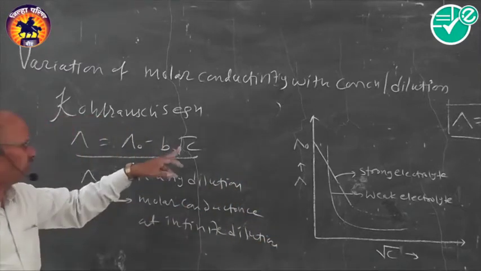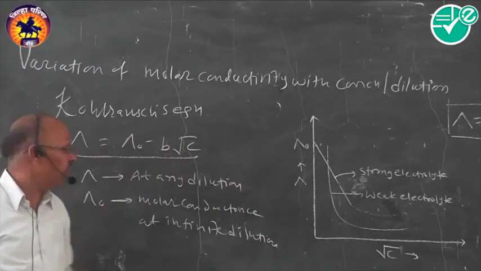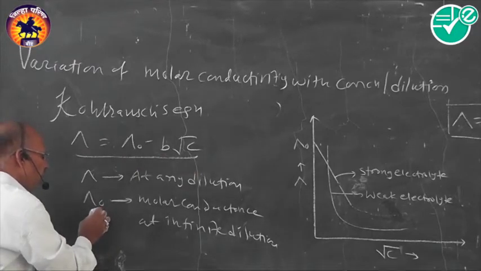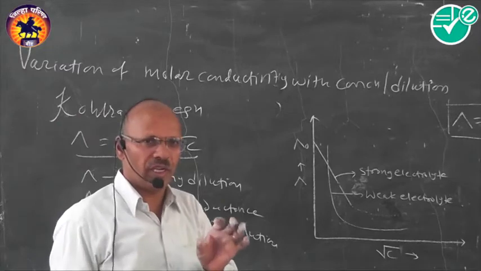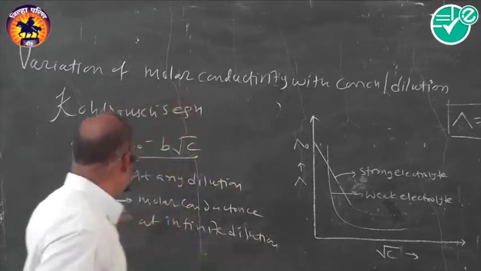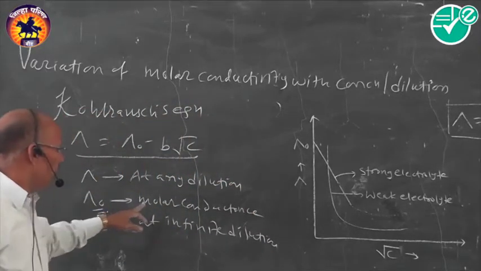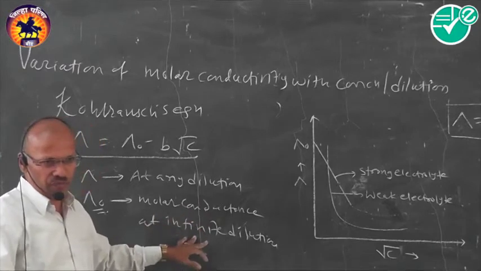B is the constant, C is the concentration. Okay. In this case, our main question is: what is the meaning of lambda 0? What is lambda 0? Lambda 0 is the molar conductivity at infinite dilution.